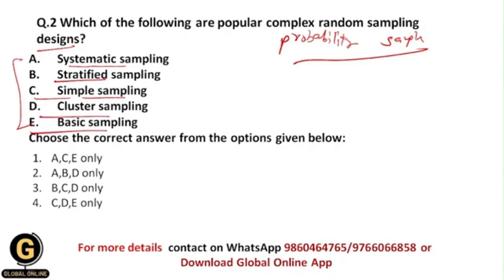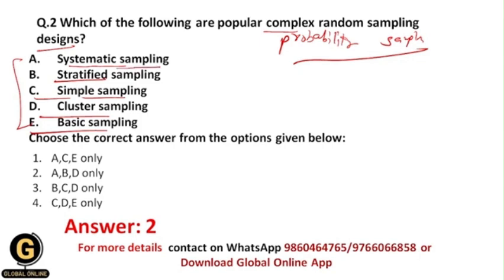So students, your correct answer over here should be 2, that is A, B and D. Because A, B and D are the complex random sampling designs. Complex means there are many steps, and it is basically the opposite of simple random sampling. So let me explain why.